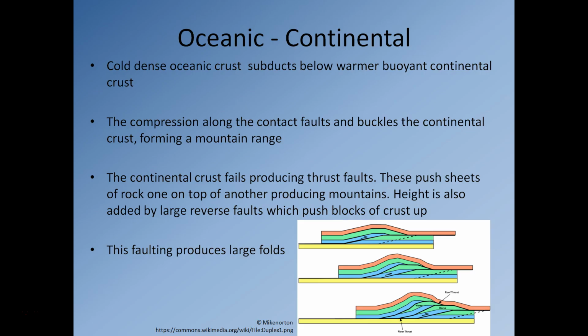So what happens in the case of ocean-continent collisions? In the case of ocean-continent collisions, the oceanic crust, which is cold and dense compared to the continental crust, which is more warm and buoyant, will subduct underneath the continental crust. And so obviously you'll have this area where the two pieces of crust are in contact with one another, and that's going to be an area that produces lots and lots of tectonic forces. That's going to result in the crust being buckled, it's going to fold, and it's going to cause large pieces of rock to be thrust, to be pushed one on top of another.